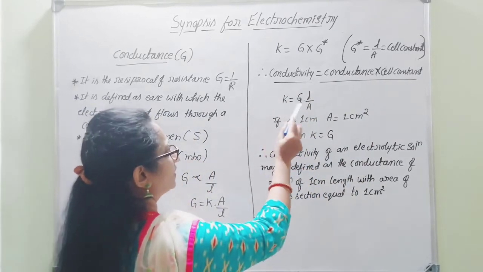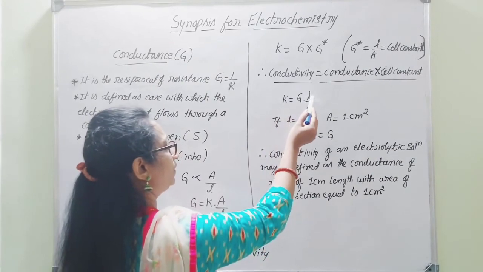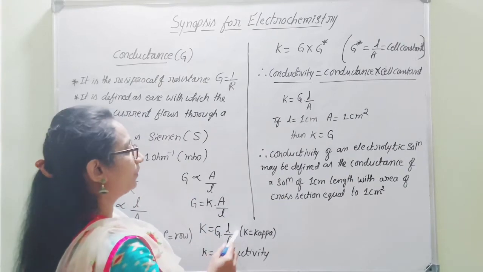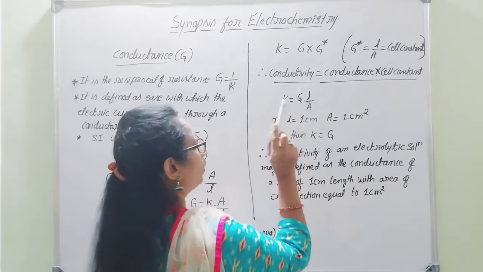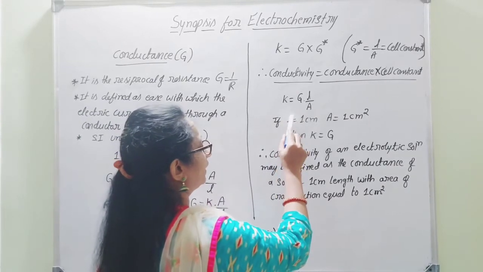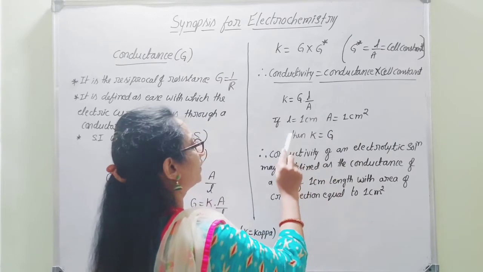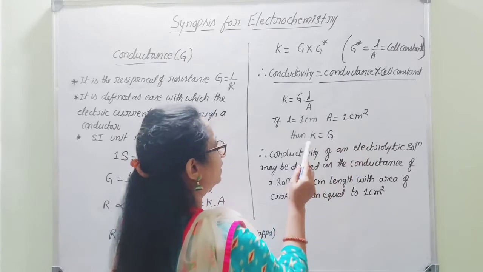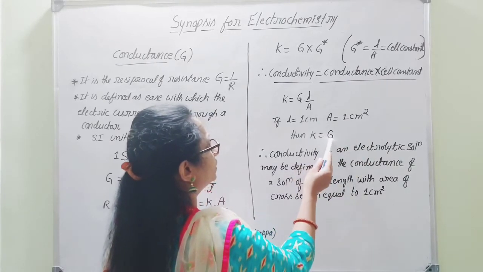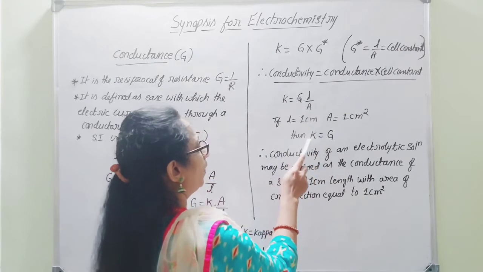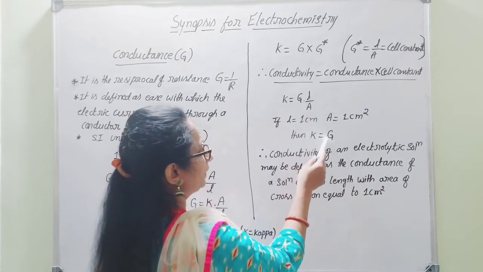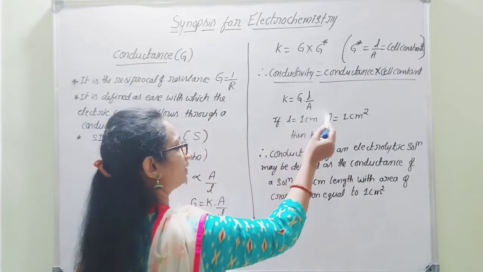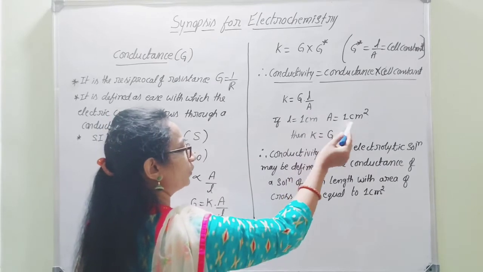Now, K is equal to G into L by A. I have taken the same expression here. In case you substitute the length of the electrolytic solution as 1 centimeter and the area of cross section as 1 centimeter square, then K will be exactly equal to G. Therefore, conductivity will be equal to the conductance. So we can define conductivity by considering this relationship with these unit values.